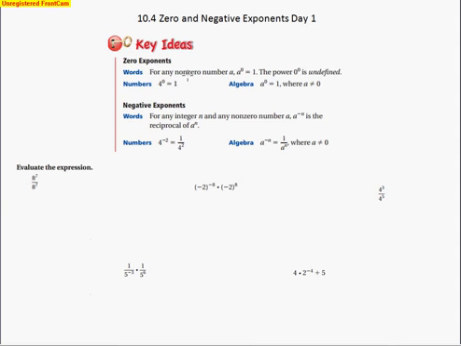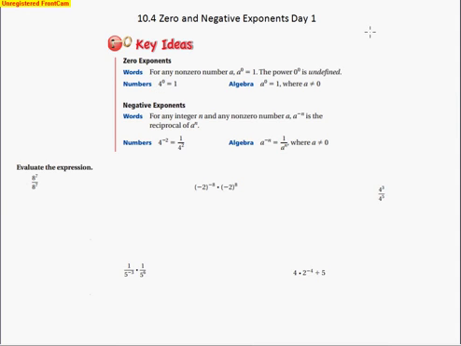So let's take a look at some components we need to worry about, which, first of all, is 0 as an exponent. Well, it says for any non-zero number, a to the 0 power equals 1. The power of 0 to the 0 is undefined. And so how is that the case? How is 4 to the 0 power 1?